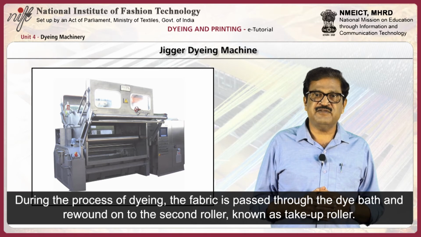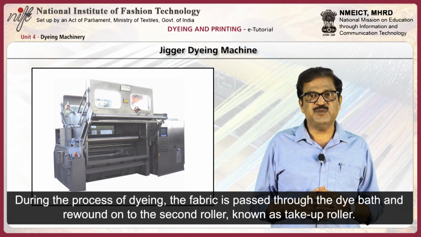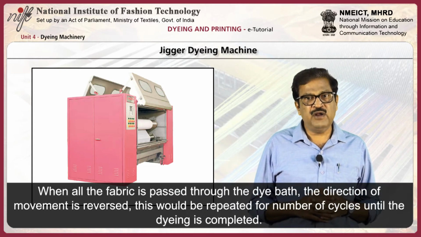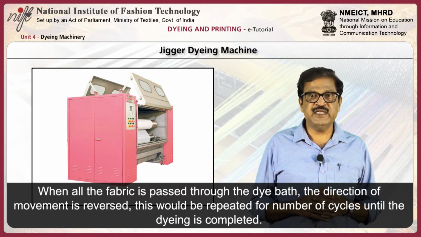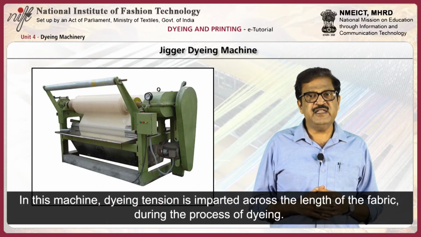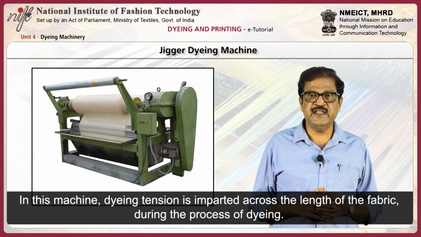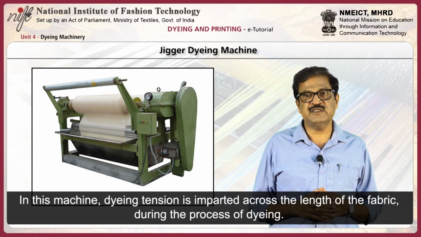During the process of dyeing, the fabric is passed through the dye bath and rewound onto the second roller, known as the take-up roller. When all the fabric has passed through the dye bath, the direction of movement is reversed. This is repeated for a number of cycles until the dyeing is completed. In this machine, dyeing tension is imparted across the length of the fabric during the process of dyeing.